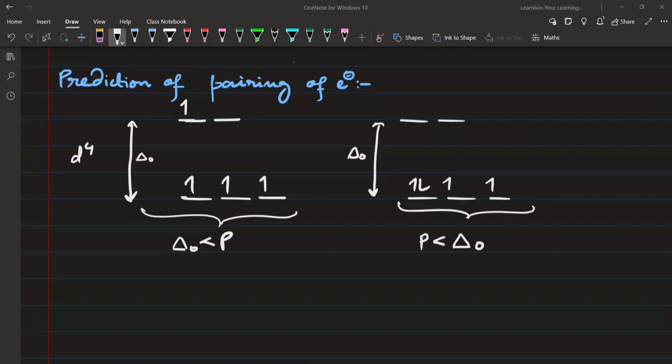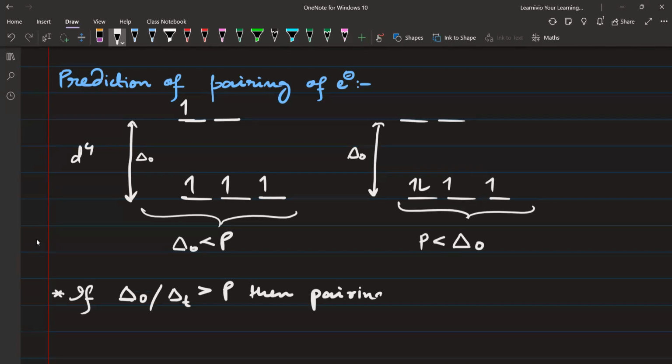So, first thing is that if del O or del T, whatever it is, is greater than pairing, it is larger than pairing, then pairing takes place. Whichever is smaller is the lesser of the evil, remember this. Both of these things are bad, both of these are evils, but we have to choose the lesser evil. Then pairing takes place.